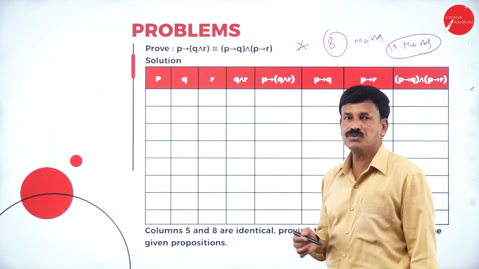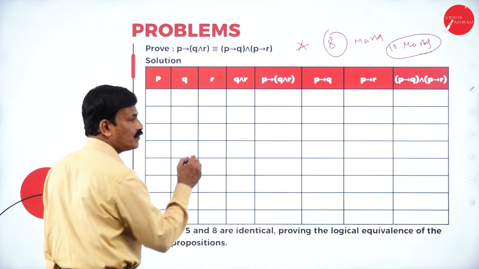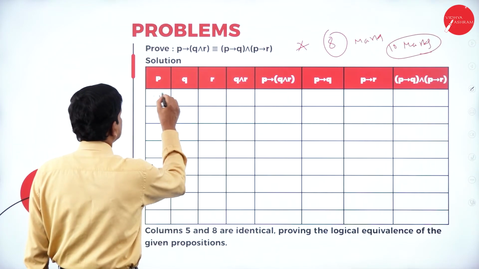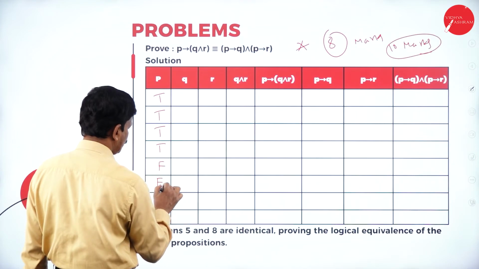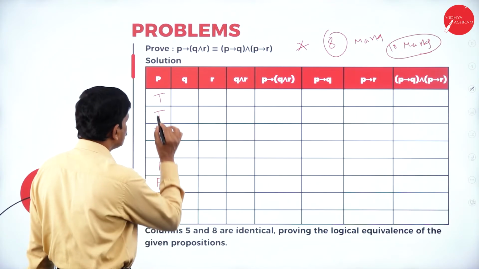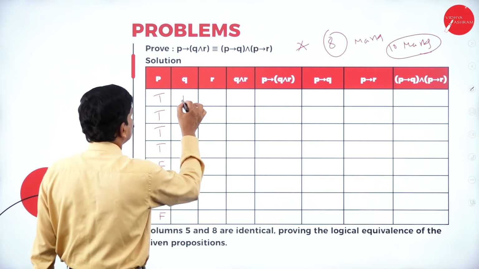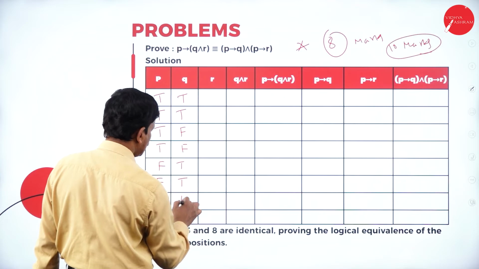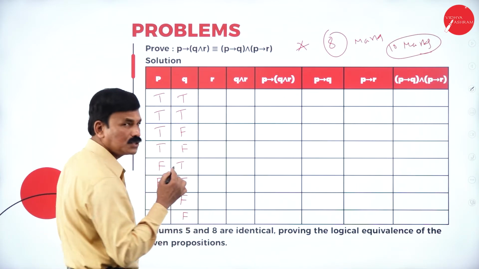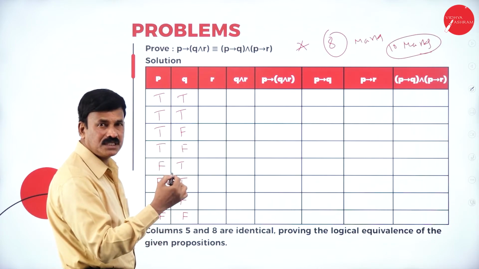Now, as you know, for P, Q, R, the truth values are: for P we will have 4 T first, T, T, T, T, remaining 4 F, F, F, F. So, T, T, T, T, F, F, F, F. Next combination is 2: T, T, F, F. Again, T, T, F, F. So, T, T, F, F, T, T, F, F.